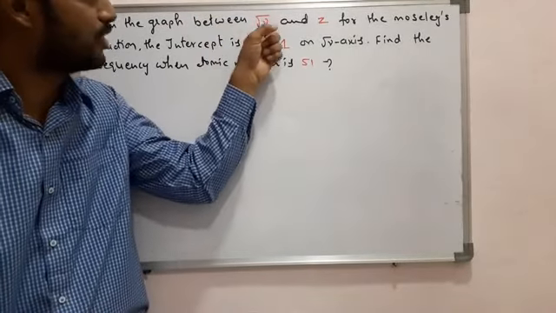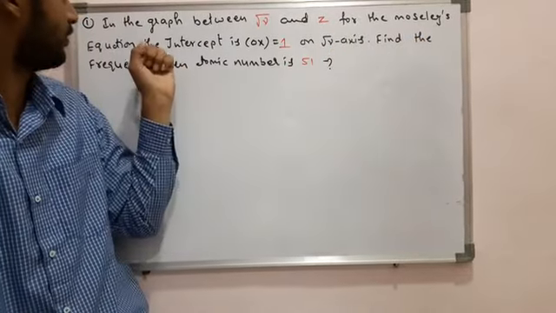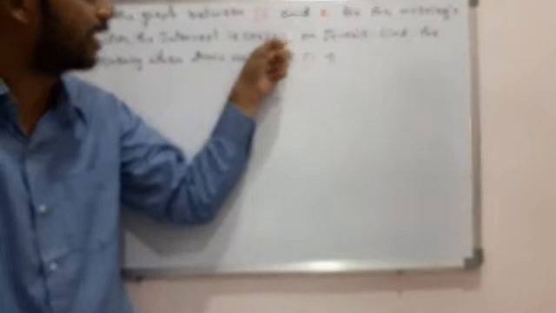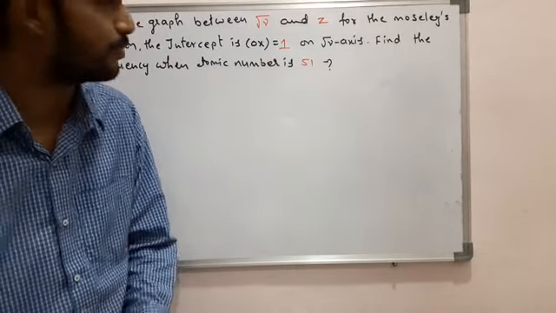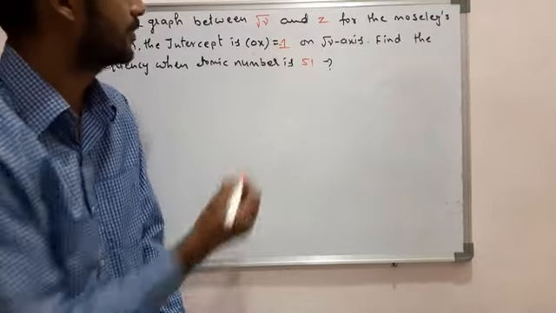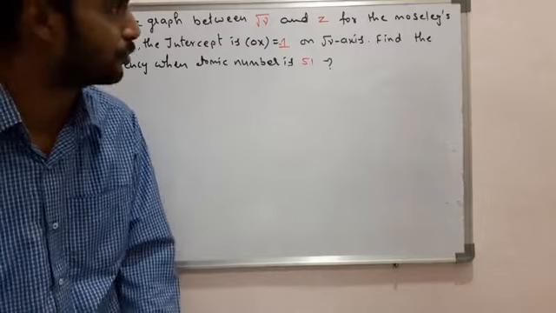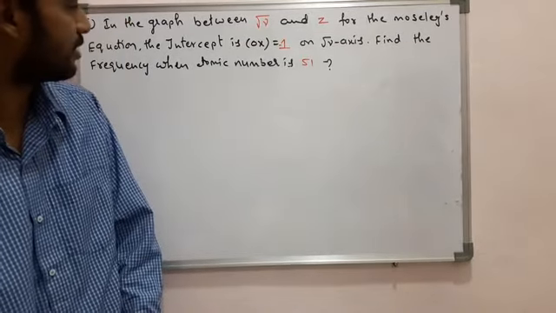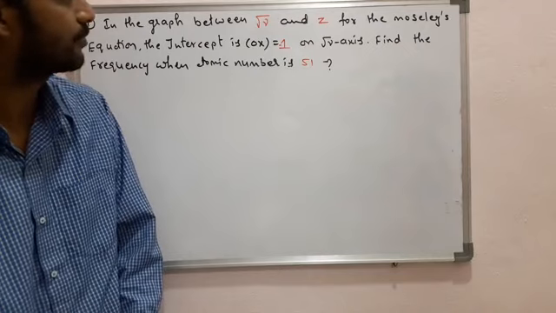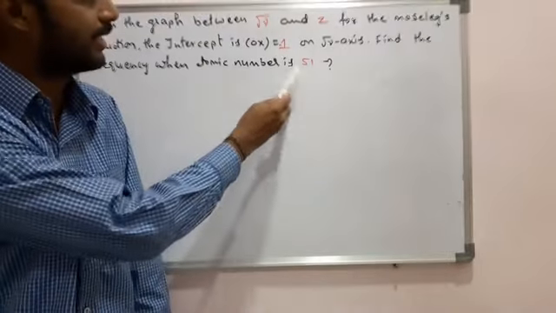Okay, see the first problem. In the graph between root nu and Z, in the Moseley's equation, the intercept is given, that is 1. Actually the intercept is given in terms of minus generally. It's minus 1 on the root nu axis. Generally we take root nu on the y axis. So we need to find the frequency of that X-rays when the atomic number is 51.